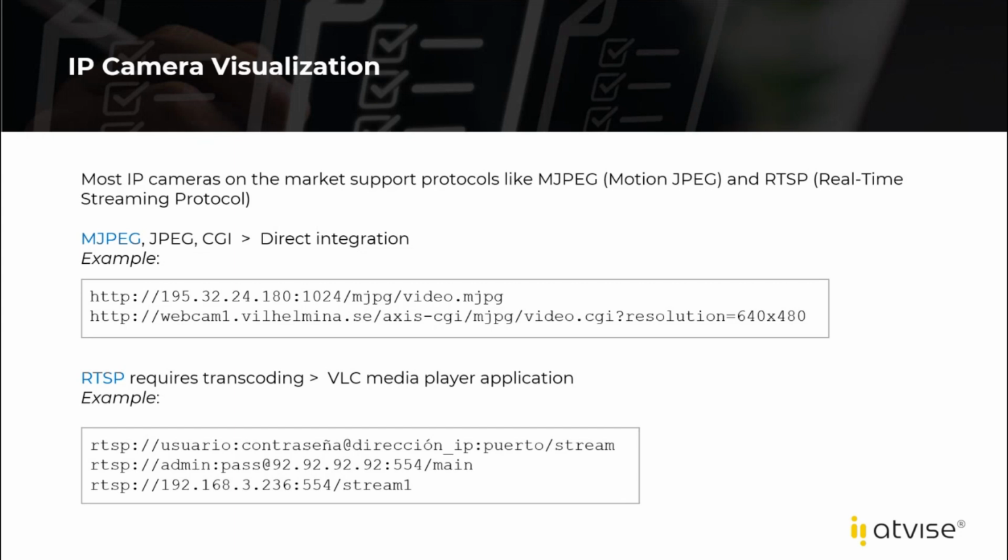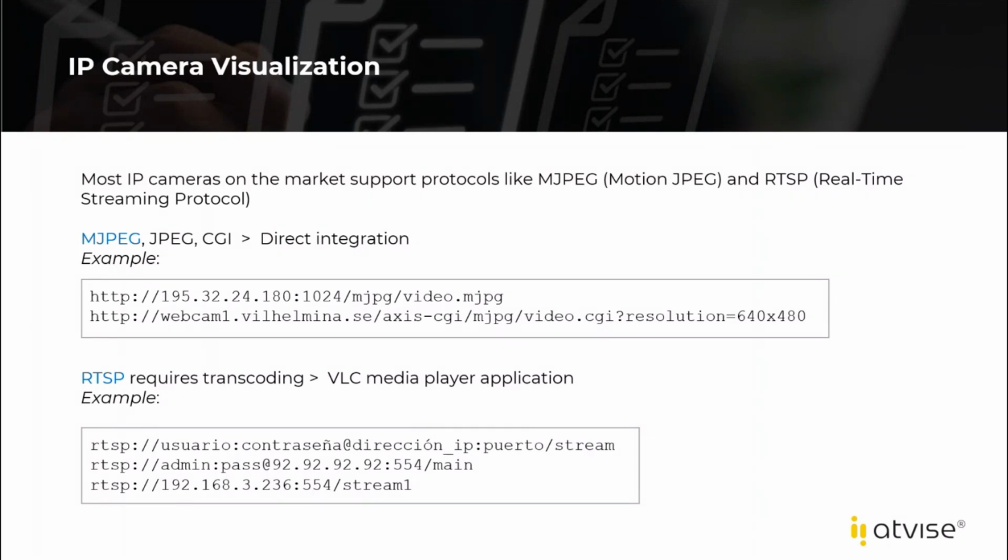Normally most IP cameras on the market support these two protocols, MJPEG and RTSP. MJPEG is a video format that sends JPG pictures, images, in sequence. It's not a real video, but it sends a stream of JPG pictures. It is compatible with all web browsers and can be embedded directly into an iframe object in atvise. Later I will show you an example. And RTSP means real-time streaming protocol, and it is also a very well-known protocol.